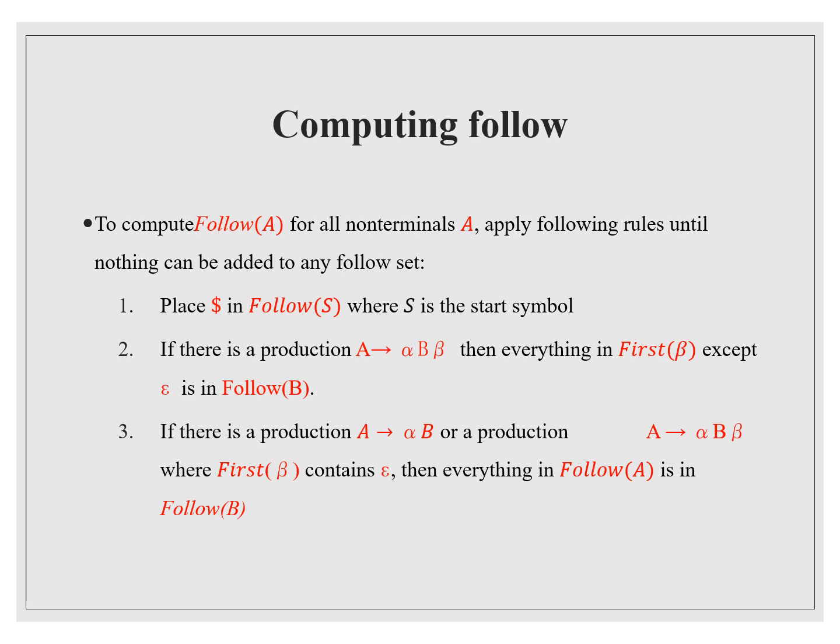So the second case, A derives alpha B beta. Here, FIRST of beta contains epsilon. Therefore, what is FOLLOW of B? FOLLOW of B is equal to FOLLOW of A.